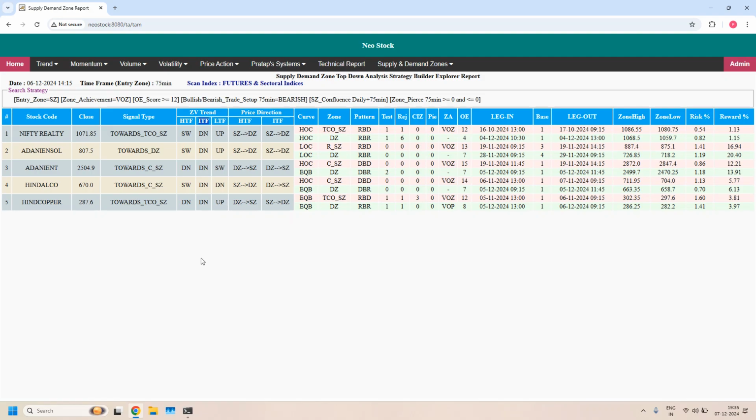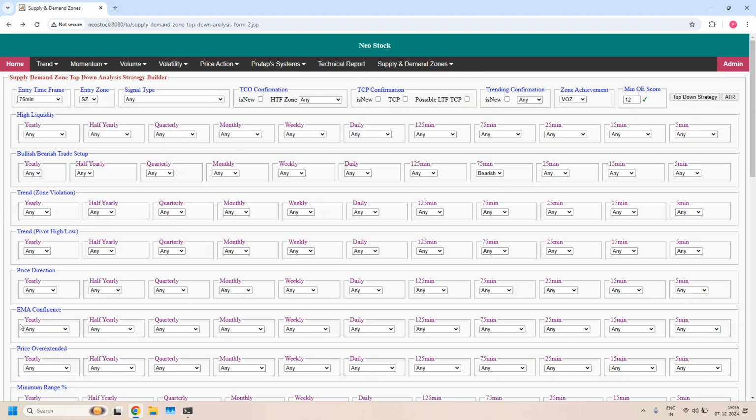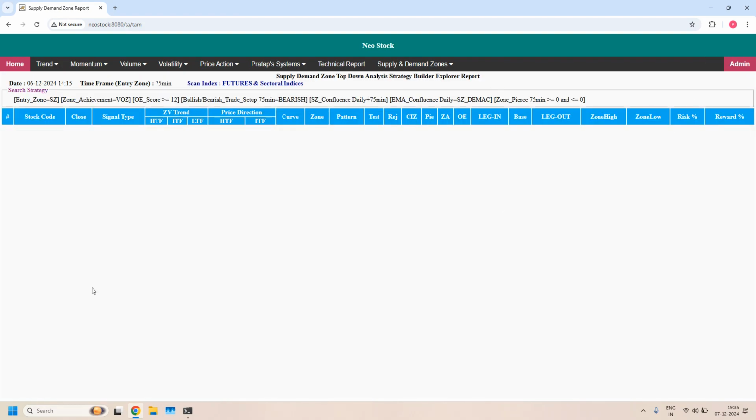Daily means ITF. And if these daily zones are having daily EMA confluence, there could be even more high probability trade setup. Let's verify. In the EMA confluence at a daily time frame, why daily? Because the entry time frame 75 minute supply zone is part of the daily supply zone. That's why for the daily supply zone we are looking for daily EMA confluence. That is what you learned in lesson 27. Let's filter. So no stocks are available.